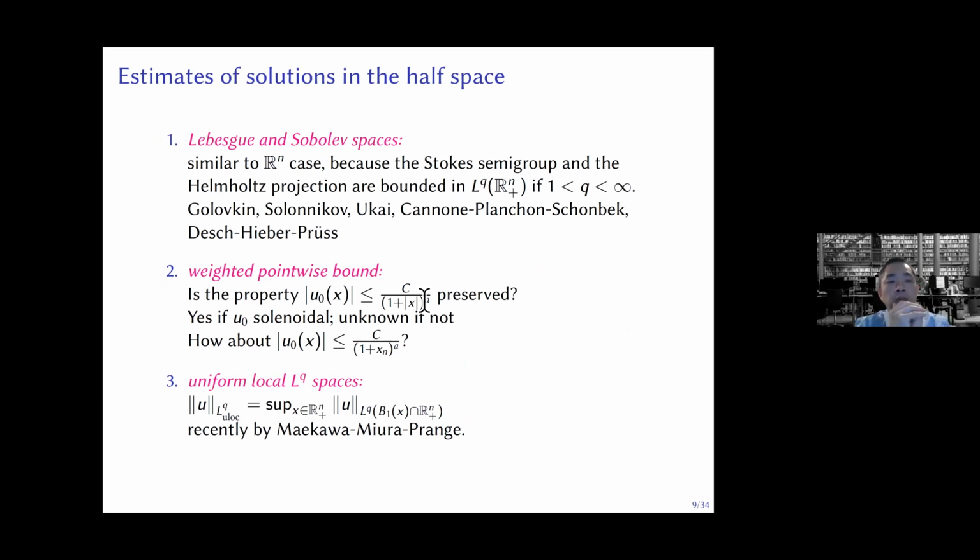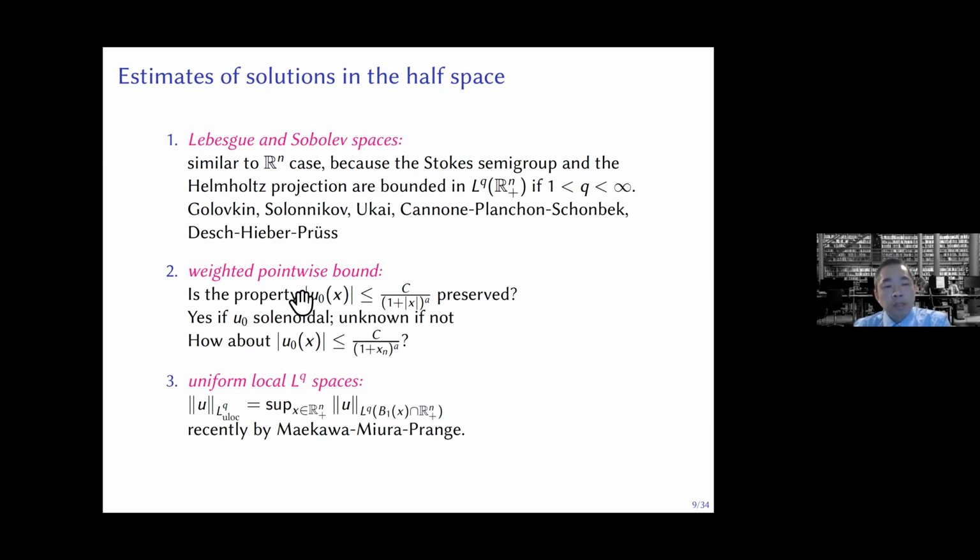So here I talk about norm estimates for the Stokes equation. The first part is the Besov and the Sobolev spaces. For estimates in these spaces, it's similar to the R^n case because the Stokes semigroup and the Helmholtz projection are bounded in L^q, if q is between 1 and infinity. And so there are many previous results.